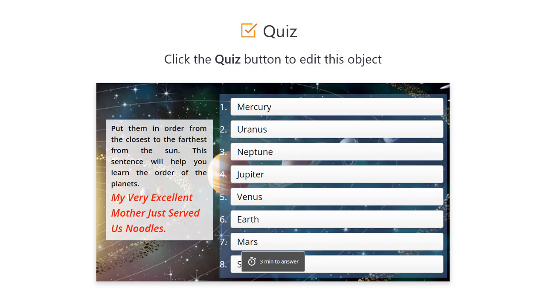Now let's practice all the words or phrases we just learned. Move on to the first part. We all know that there are 8 planets which turn around the sun. Now let's put them in order from the closest to the farthest from the sun. The sentence will help you learn the order of the planets. My very excellent mother just served us noodles. Focus on the first letter of each word. You will find the answer. Good luck.